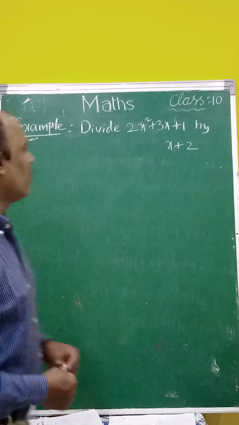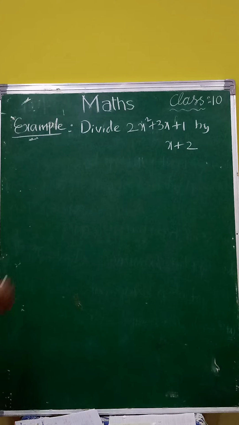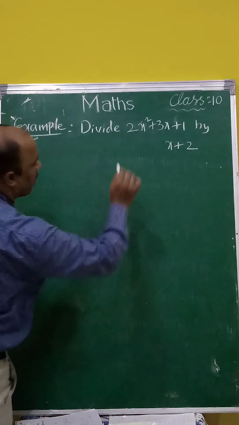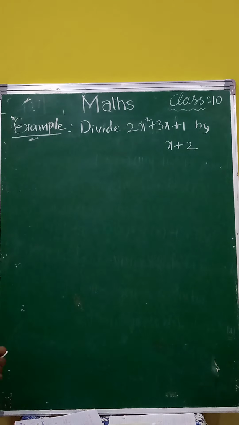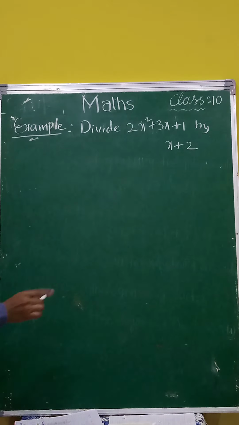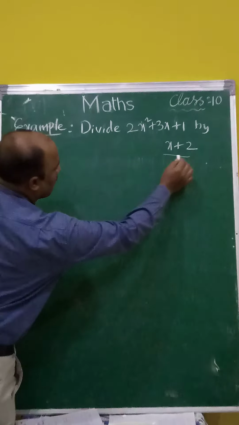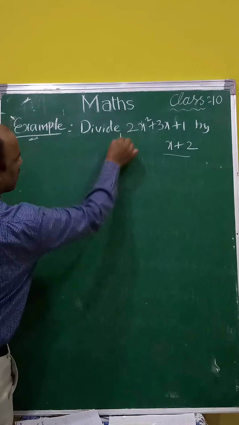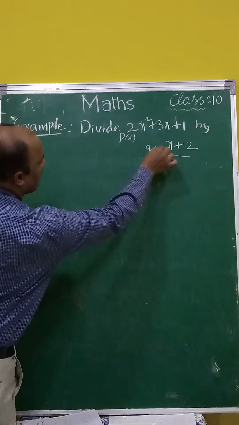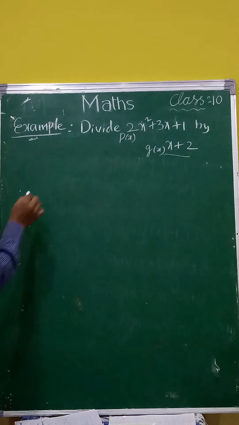Children, now we will do one example: divide 2x square plus 3x plus 1 by x plus 2, using the division method. Here the dividend is given, 2x square plus 3x plus 1, and this is the divisor. This is p of x and this one is g of x. Now we will go for the division method.